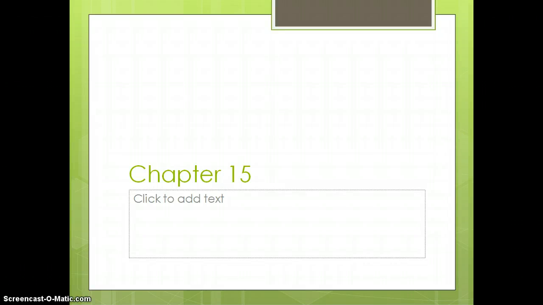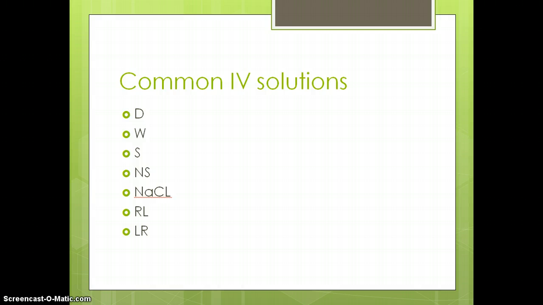Let's pick up where we left off, chapter 15. Here are some common IV solutions. They're abbreviations. I got them right out of your book. So if you're not familiar with them, you can look them up. For example, D is for dextrose, W is for water. So be familiar with those abbreviations.